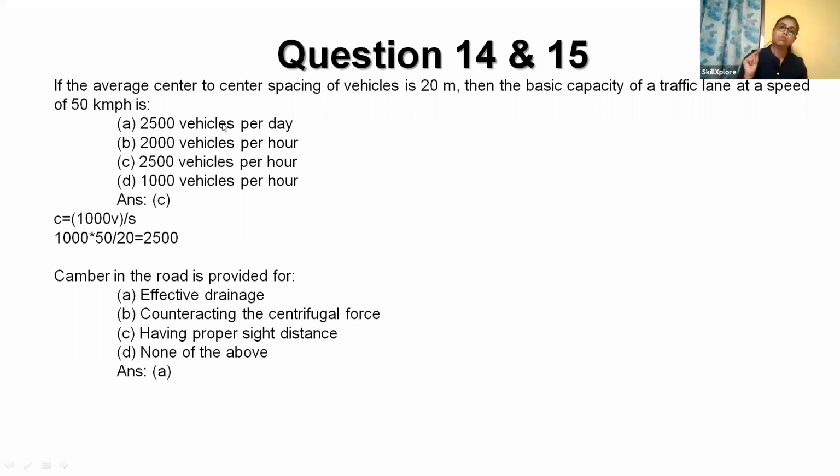And for counteracting the centrifugal force, what is provided? Super elevation is provided for counteracting the centrifugal force. Super elevation is also known as cant. So you shouldn't confuse these two words, camber and cant. They may ask what cant in the road is provided for. They may ask like that also. So always check what it is. Just be familiar with all the terms, and then only you can identify the right option here. So here the answer is option A, that is effective drainage.